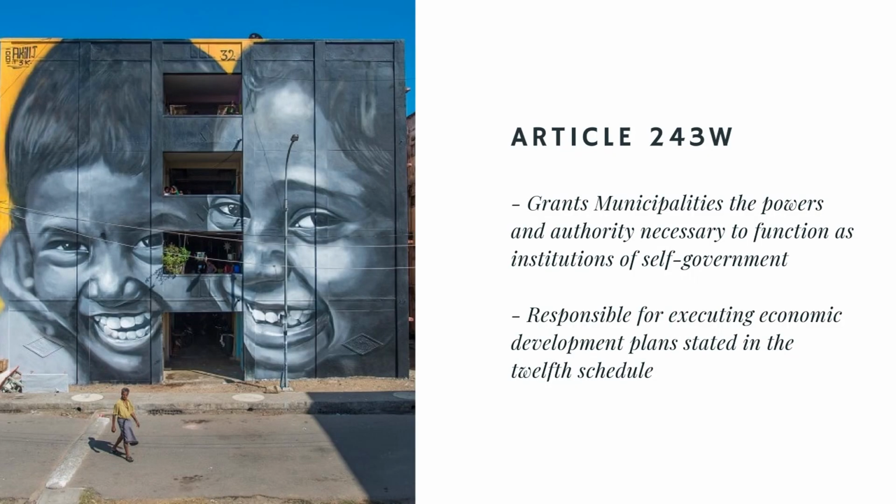Now, let us come to 243W. 243W talks about how the legislature of any state can grant the municipalities the powers and authority that may be necessary to enable them to function as institutions of self-government. The institution of self-government is something which has been granted by the Constitution according to Article 243W.